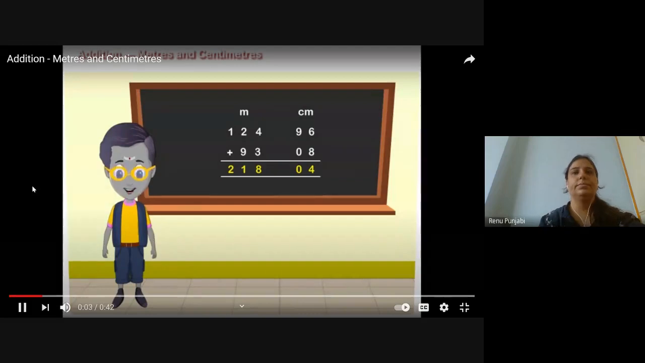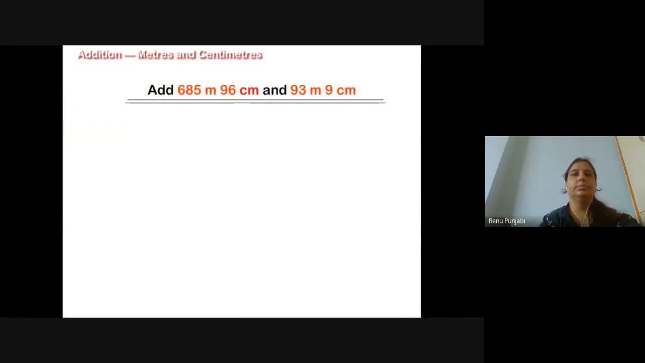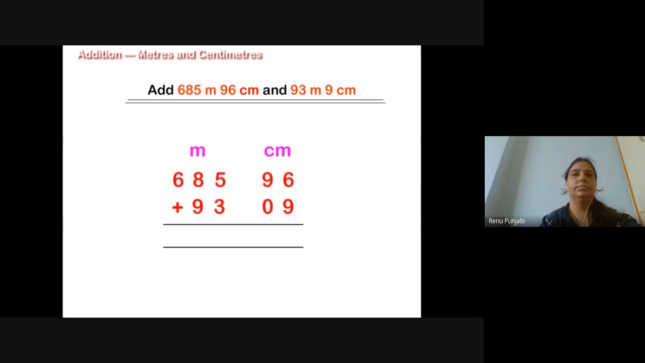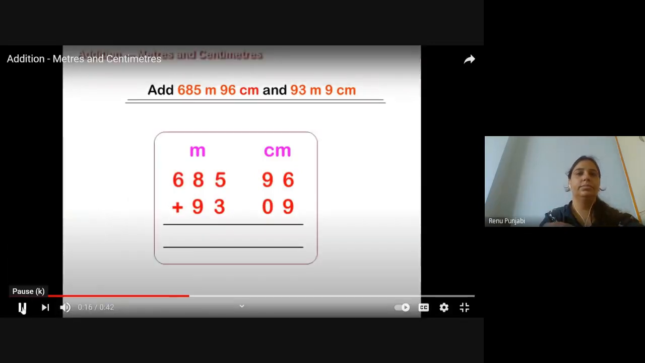Meters and centimeters. Add 685 meters 96 centimeters and 93 meters 9 centimeters. Arrange meters and centimeters in columns.